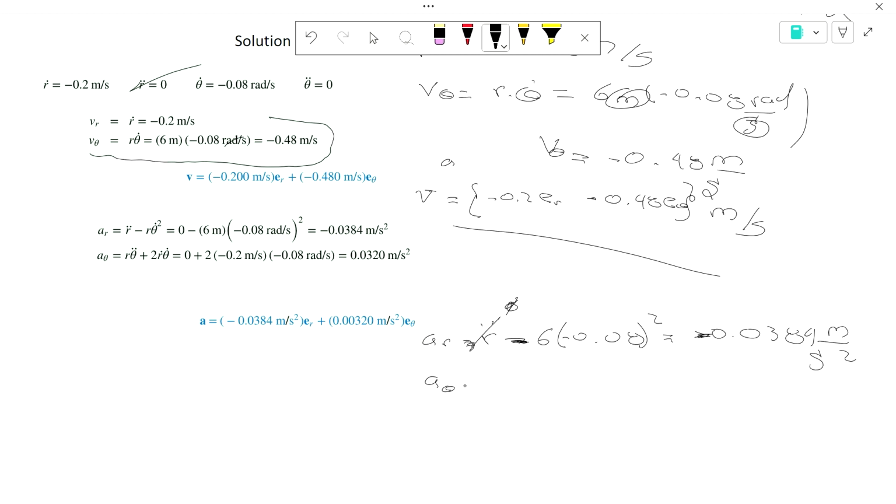Now the transverse acceleration is r times theta dot dot plus 2 times r dot theta dot. Okay, so this is 6 times 0 plus 2 times negative 0.02 times negative 0.08. So negative and negative is positive. This is 0. I'm just looking at this answer. You can check with your calculator. Is meters per second squared.